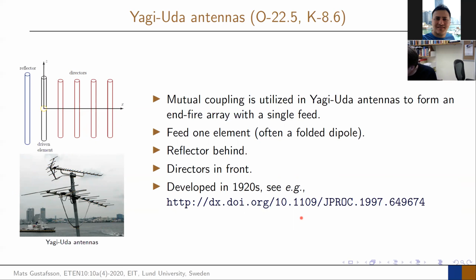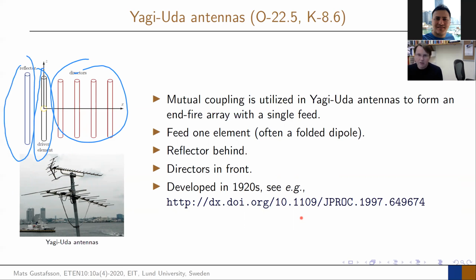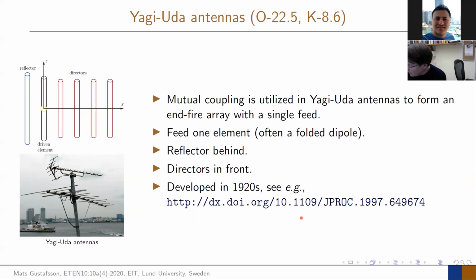And here is a drawing of it: a driven element here, slightly shorter directors in front of it, so wires with shorter length, and a reflector behind it, which has a longer length. That is the principle of the Yagi-Uda antenna. This antenna was developed in the 1920s, so about 100 years ago. It was not precisely 1920; the publications come a little bit later, but it was a development that took a few years starting around that time. There is a reference here to that article, which is a reprint of the original article.